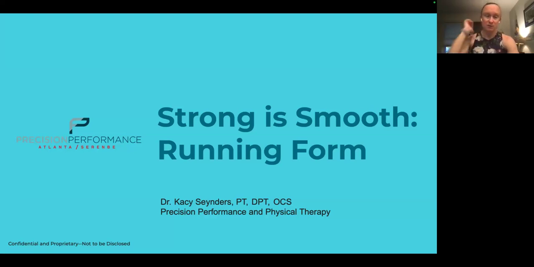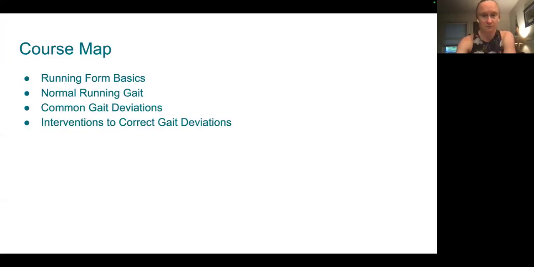Okay, so I named this presentation Strong as Smooth because I didn't want to do all of this talking about ideal running form and things that we see in the clinic in terms of gait analysis that is quote unquote wrong with people's running form without teaching people at least a few strategies for how to fix it or to make it better, right? So talking about some strength aspects of running that can help us with our running form with what we see from a gait analysis perspective and all that good stuff.